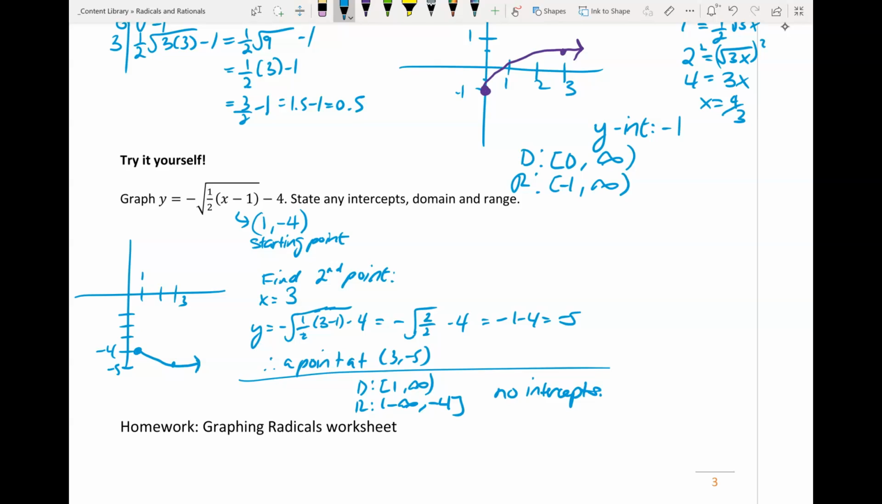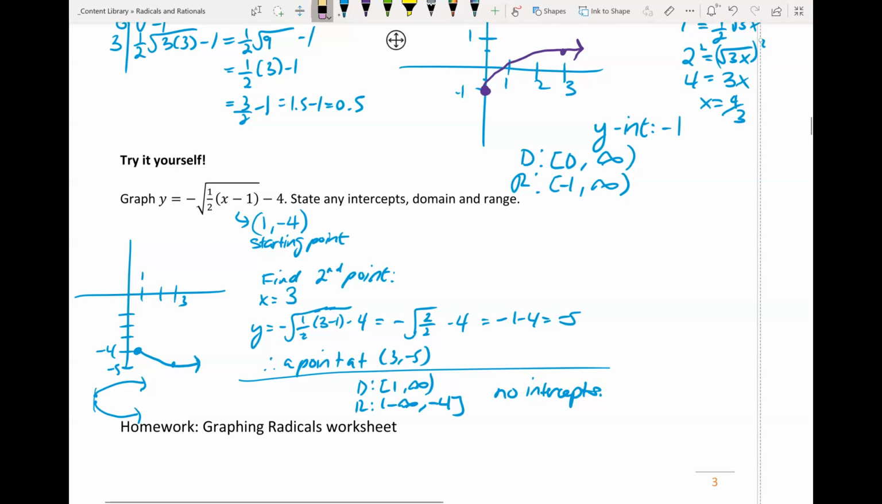So I picked x equals 3, and once I did and simplified, I got a y value of negative 5. So that means we have a point at 3, negative 5, and a point at 1, negative 4. When you graph this, you're going to plot those 2 points down, but when you're connecting, you're going to start from the starting point, which is at 1, negative 4, and then continue on. Take a note of the shape I have now, that it looks something like this, as opposed to something like this.